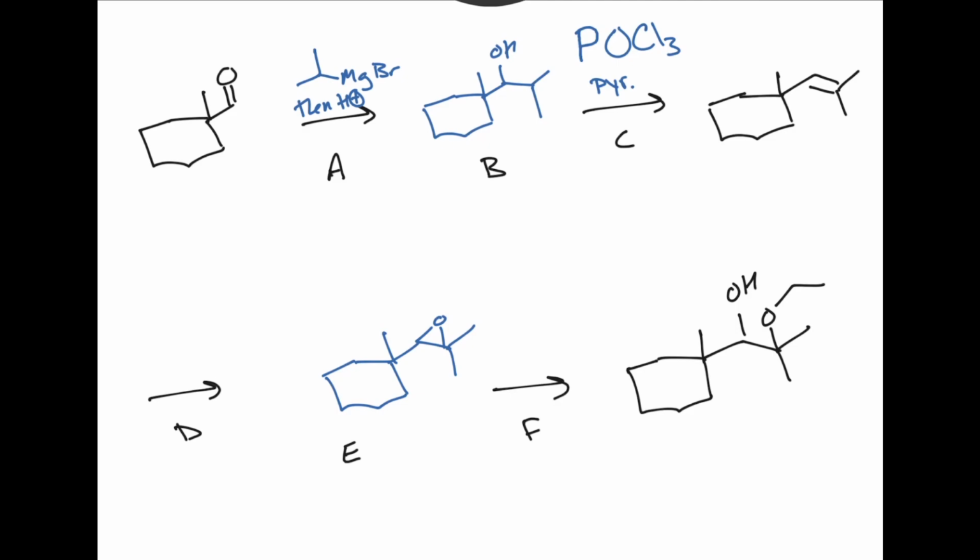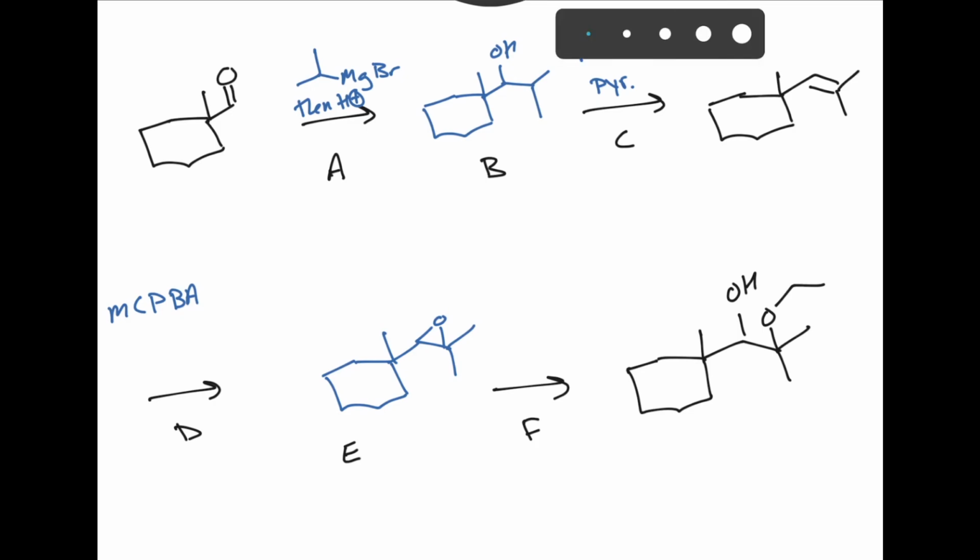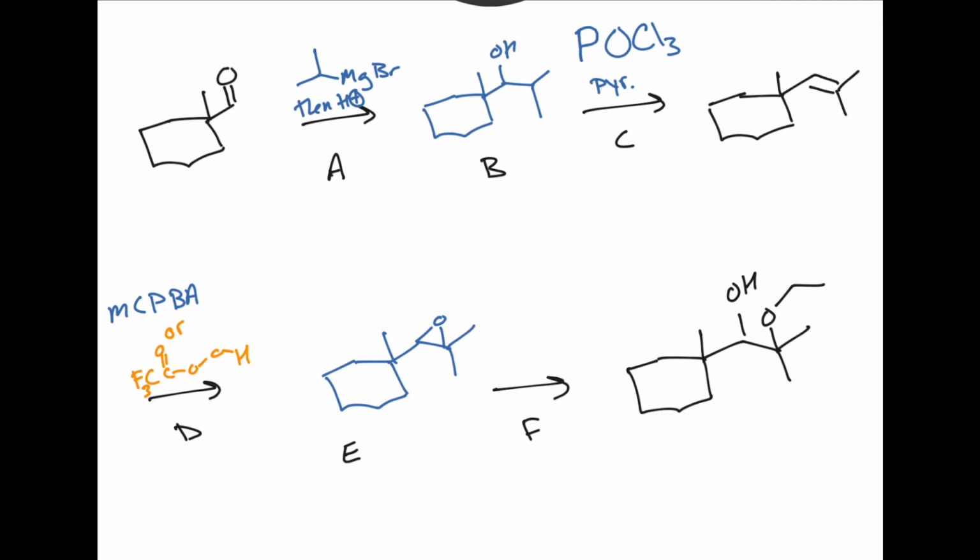So I only have one step to make my epoxide. How do you make an epoxide in a single step? That's right, MCPBA. Or there's the other peracid, which I'll just throw in here to remind you, is trifluoroperacetic acid. Either one of those is going to turn your double bond into an epoxide in a single step.